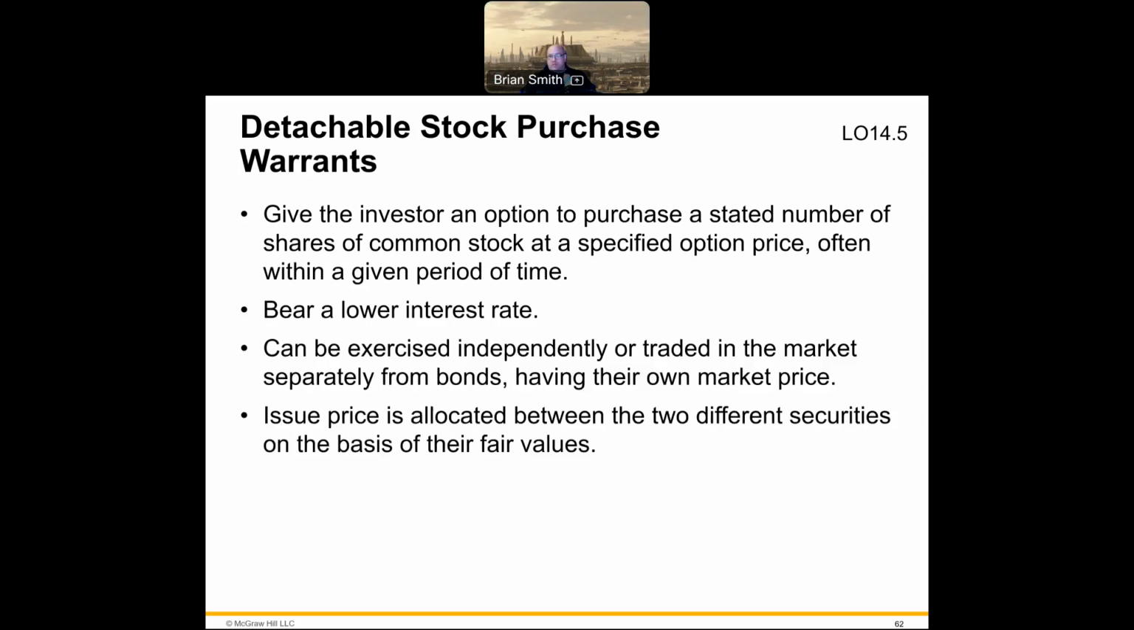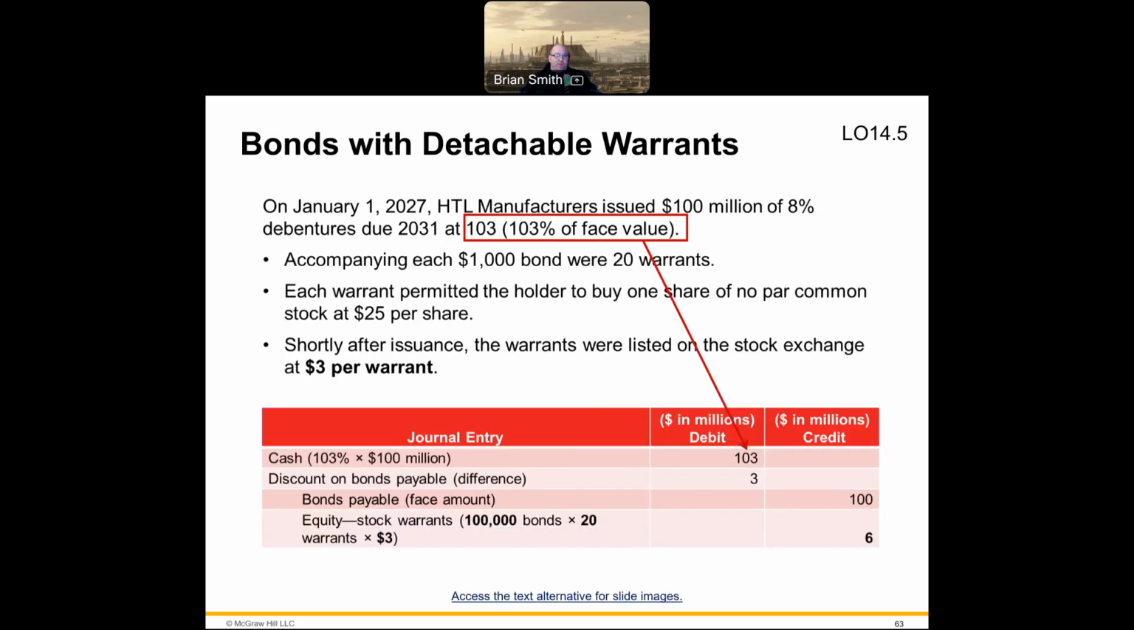Detachable stock purchase warrants. This is basically you got warrants attached, but you can go buy stock at either a discounted or face value price. In this case, we sold bonds at 103. We had 20 warrants attached per $1,000 bond. How many did we sell? 100 million of 8% bonds at 103. So we're selling them at a premium. And then we had 20 detachable warrants. Shortly after issuance, the warrants were listed on the stock exchange at $3 per warrant. So we're going to take the $100 million bonds.